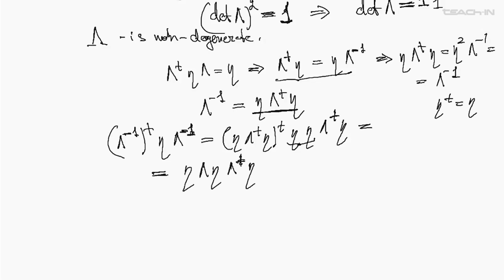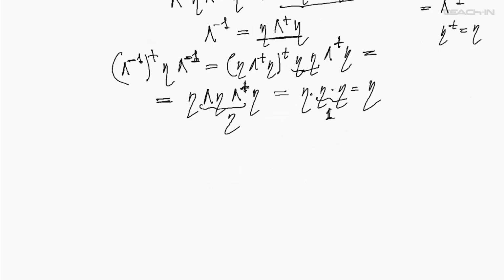And this is simply eta, because here we have, okay, let me write it maybe explicitly, eta by eta by eta. Eta squared is the identity matrix, and therefore the result is eta. And here I use the following statement that lambda eta lambda transpose is equal to eta, which also follows from the defining relation, lambda transpose eta lambda is equal to eta.